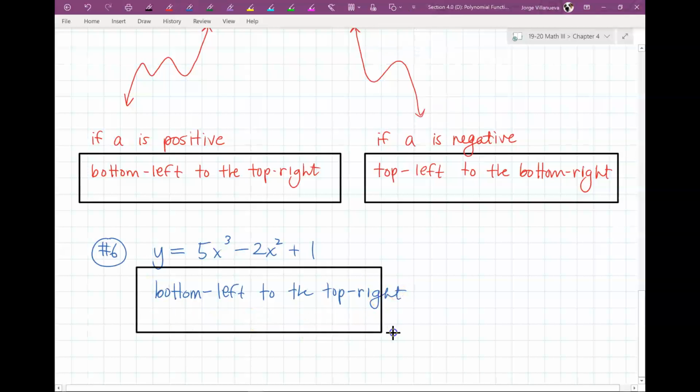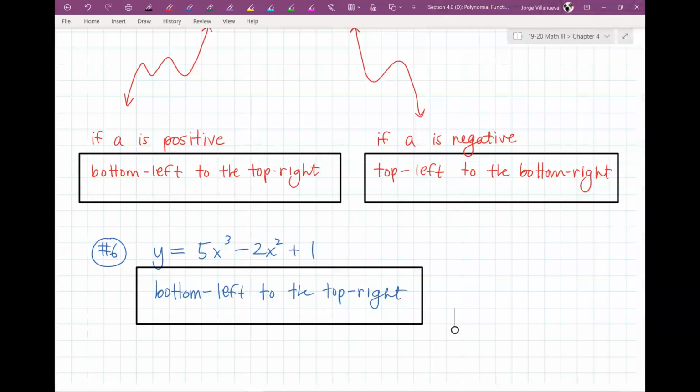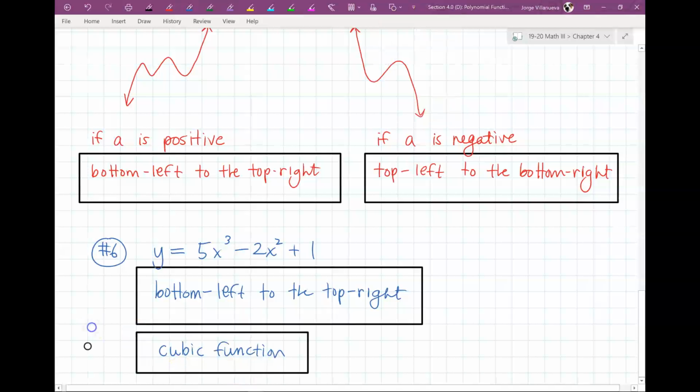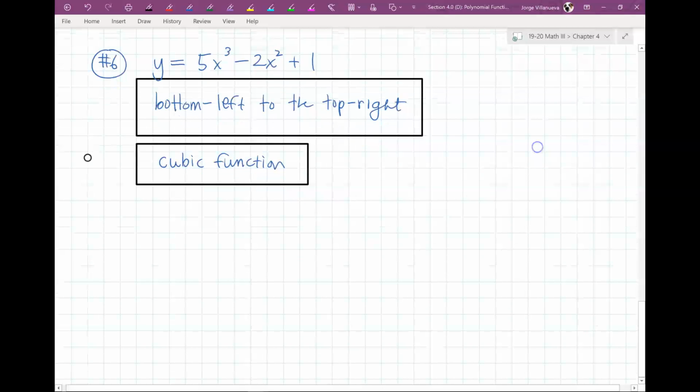Now, there is a little bit more that they want you to do. They say name the function. Again, this is the part where I don't use random names. This is a cubic function, okay? So I'm going to write cubic function, because it's a power of 3. So it is a cubic function. All right, so that's what number 6 is supposed to look like.